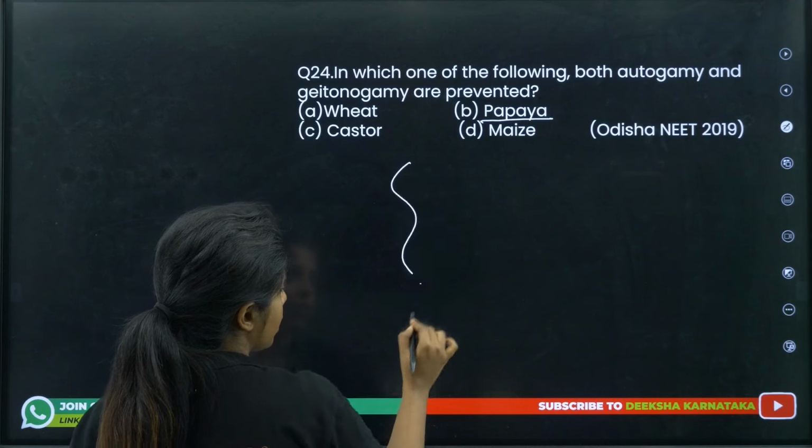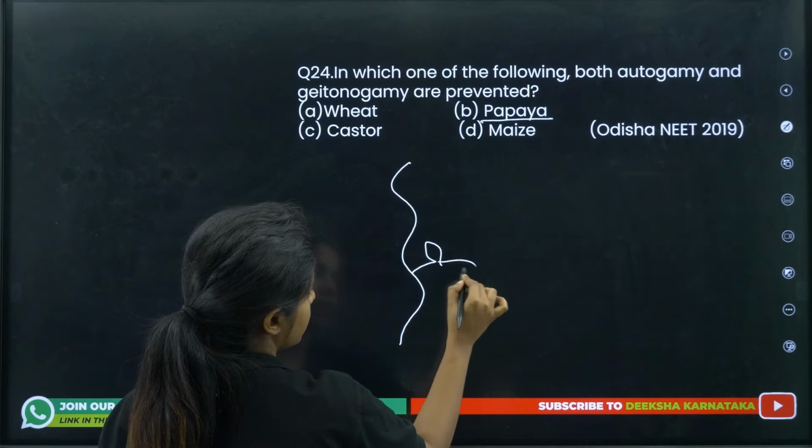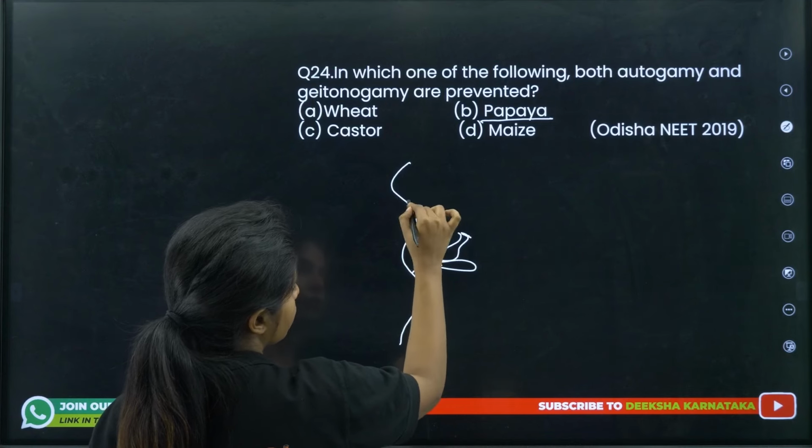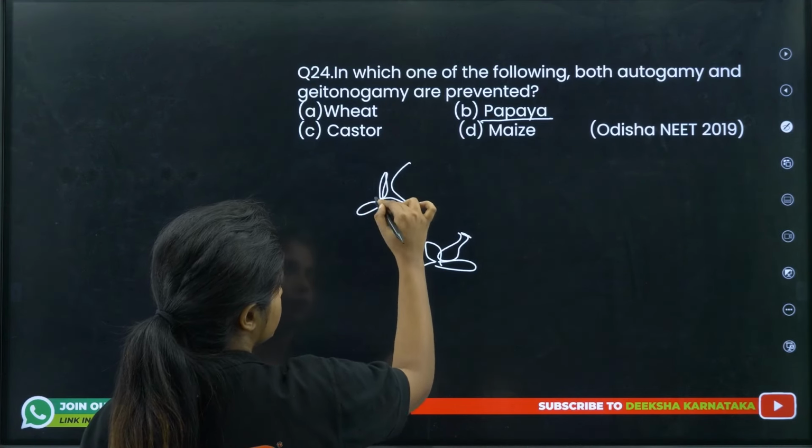What do you mean by dioecious? Here, there will be one sex in one plant. So, for example, this is female. The whole flowers which will be over here will be females only.